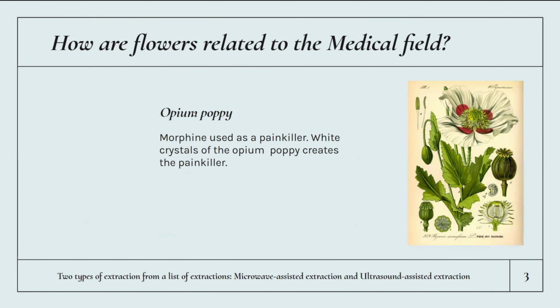You might be wondering how flowers are related to the medical field, and the simple answer to that is through plants. Certain parts of plants are used in the medical field to aid in treatment or creating medicine. An example of a plant is the opium poppy. The white crystal extracted from opium poppies can be used as morphine, which is a strong painkiller used after medical procedures. There are two specific plant extractions that have a physics component: microwave assisted extraction and ultrasound assisted extraction.